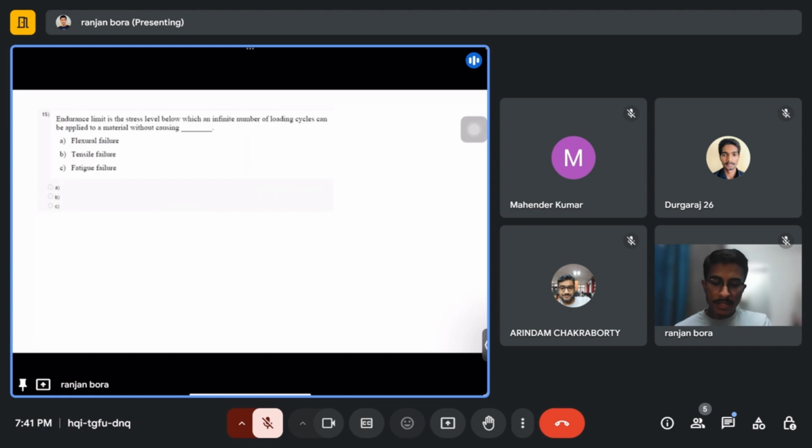Endurance limit is the stress level below which an infinite number of loading cycles can be applied to a material without causing failure. Yes. Do you know what endurance limit is?